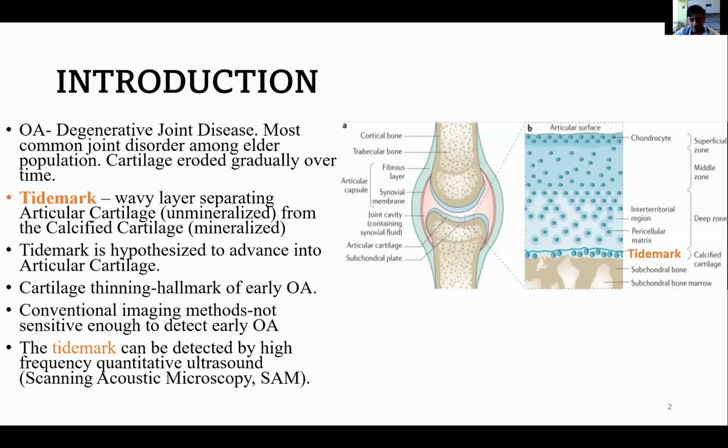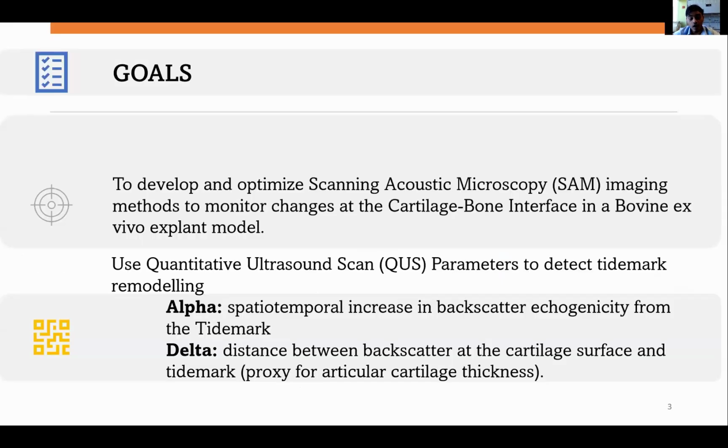As discussed, cartilage thinning is a hallmark of early OA, and conventional methods are not sensitive enough to detect it. This tide mark, a structural feature, can be detected by high frequency ultrasound, or in other terms scanning acoustic microscopy, which we use. So I will now describe briefly the methodology, and first of all, let's talk about the goals.